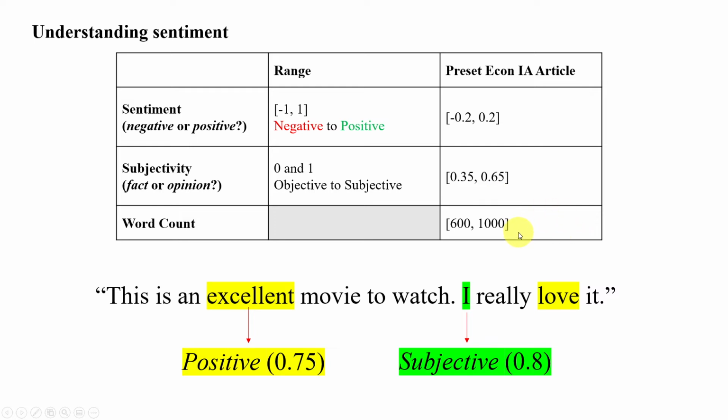And on word count, we have a value of 600 words to 1,000 words. These are also based on previous IA assignments, for which we analyzed the article and found its characteristics. So if we understand this concept, we can move on.